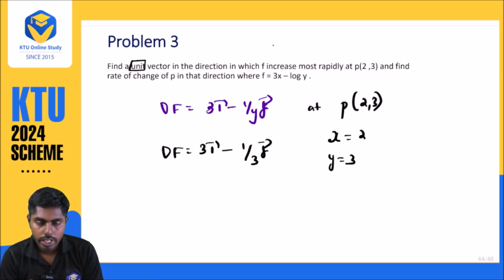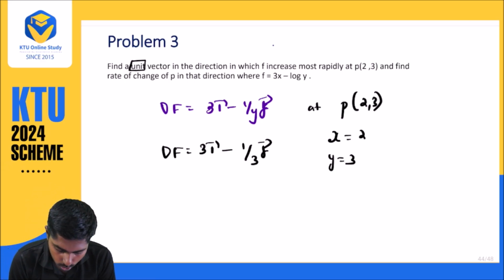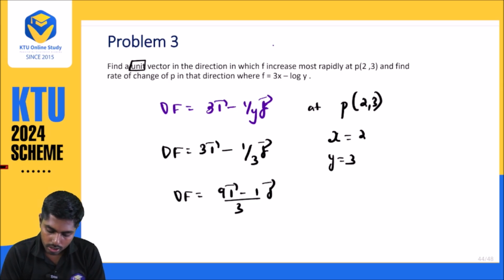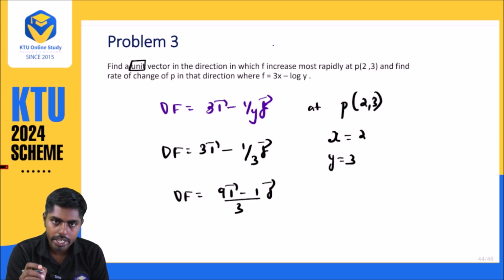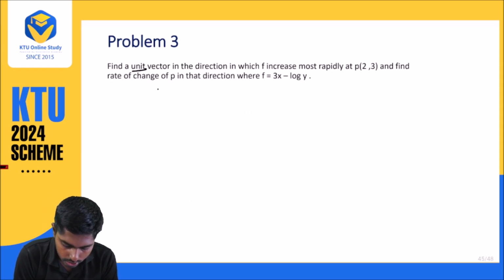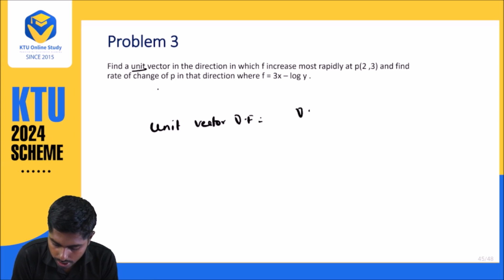So now taking the LCM, what will we be getting? Grad f is equal to 9i vector minus 1 by 3 j vector. So this is what we get as the LCM. Now what we want to do is identify the unit vector. The unit vector, that is nothing but unit vector of grad f is equal to grad f divided by modulus of grad f.